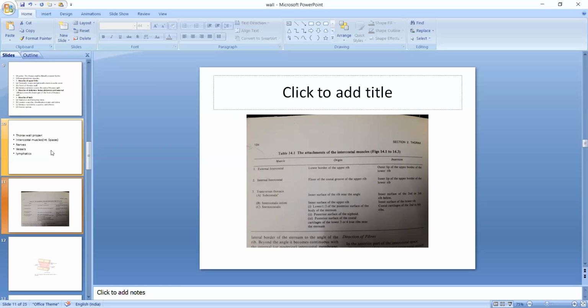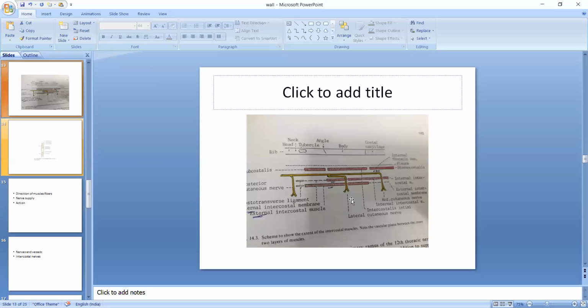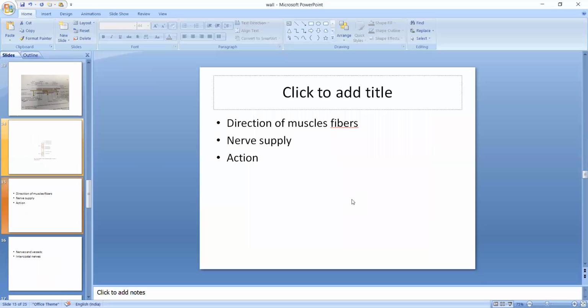So these are the muscles in the thorax, and we call them intercostal muscles. All these things we have discussed, the origin and insertion of these muscles. And we can see here the direction of these muscles in this picture also. Direction of the fibers.